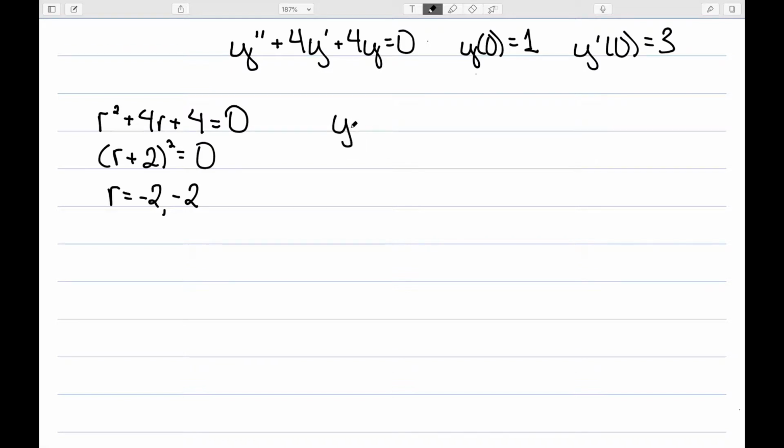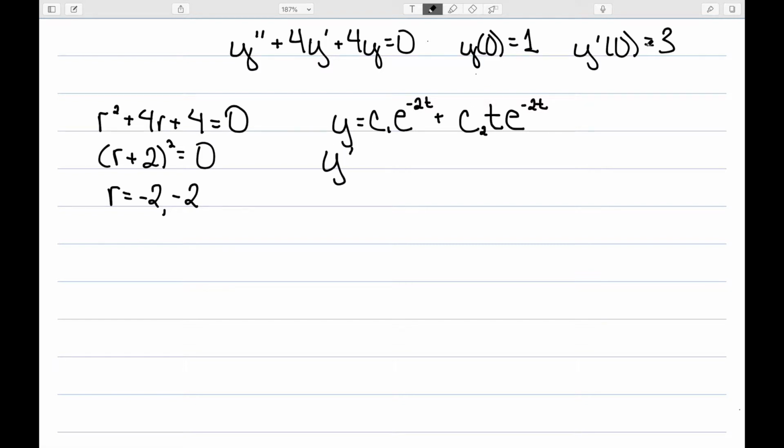In this case, I have c1 e to the rt. And whenever I talked about systems and I had these repeated roots, I added in a factor of t, and that's what I need to do here as well. c2 t e to the minus 2t.